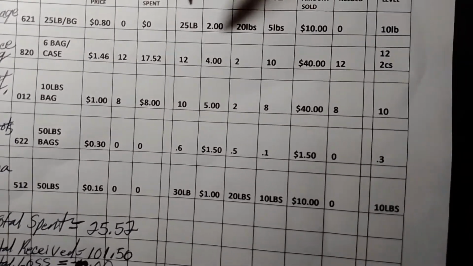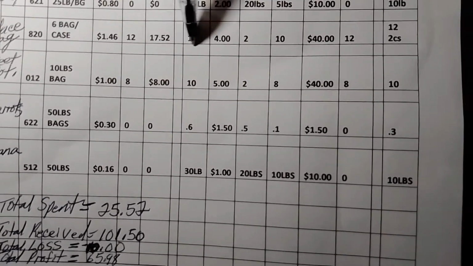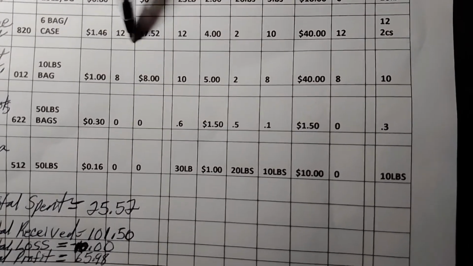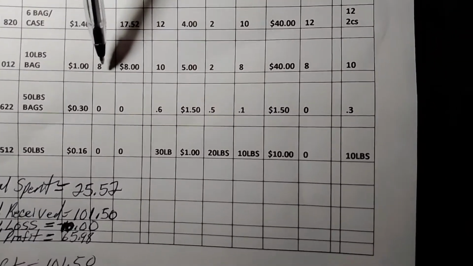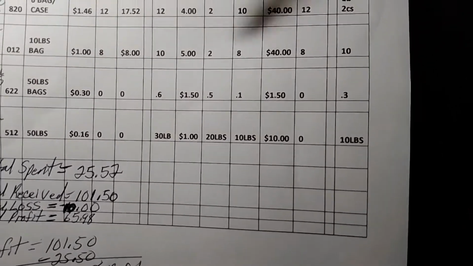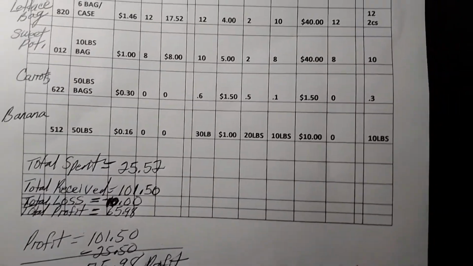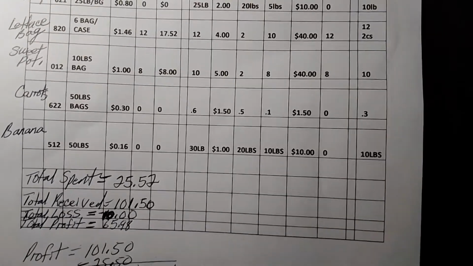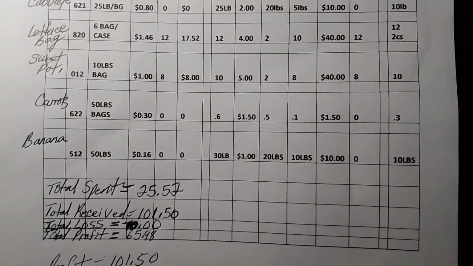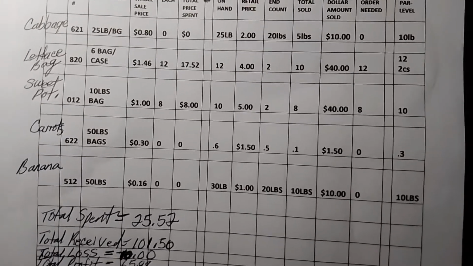You didn't order any cabbage, so that stay at 0. Lettuce bags, you did order 12. That's $17.52. Sweet potatoes, you did order 8, and you paid $8. Carrots, you see, you didn't order any this week, so that stay at 0. Right? And then you'll see the next one says bananas. You didn't order any bananas this week, so that stay at 0. Okay? So, that's how you put your things on the accounts receivable.